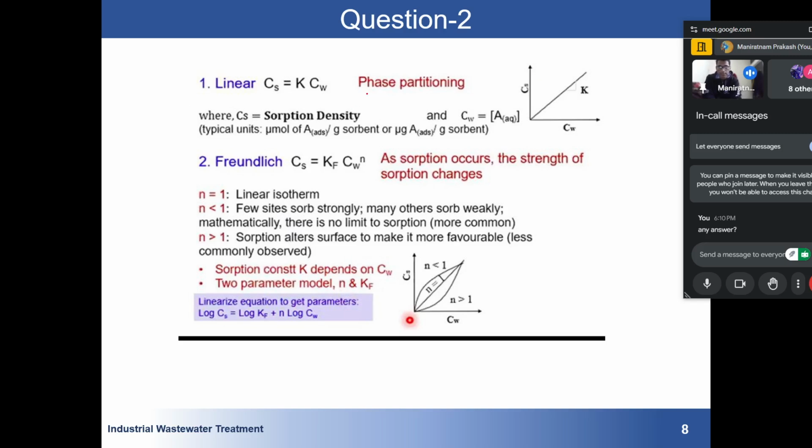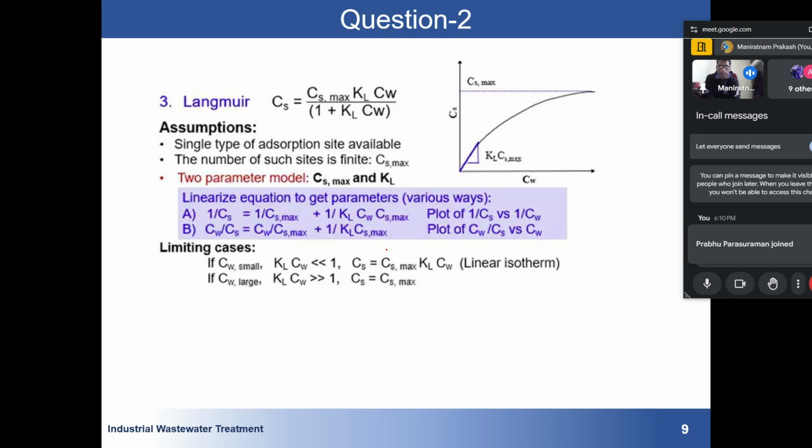Then the formula is given like this. But when the sorption density is not directly proportional, and depends upon some constant K and the concentration to the power n, then we get this type of curve, and that is known as the Freundlich isotherm. And the third type of isotherm is the Langmuir isotherm.